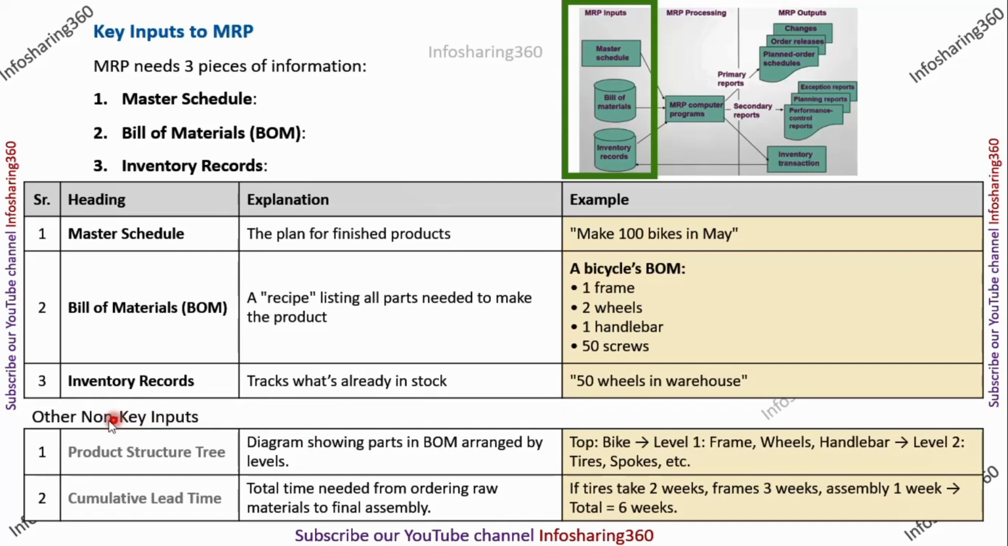Moreover, MRP systems may use two supporting inputs. Product structure trees visually map component relationships, while cumulative lead time calculates total production duration. These five inputs enable MRP to generate accurate material plans.